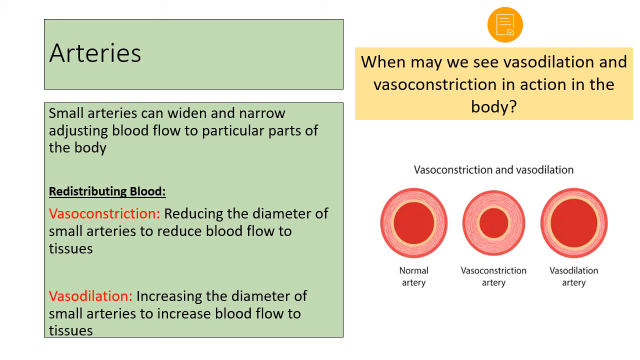For example, when we think of vasodilation, it may be to the quadriceps, the hamstrings and the gastrocnemius if we are running. But vasoconstriction will also occur, where it may reduce the blood flow to certain vital organs, such as the stomach.